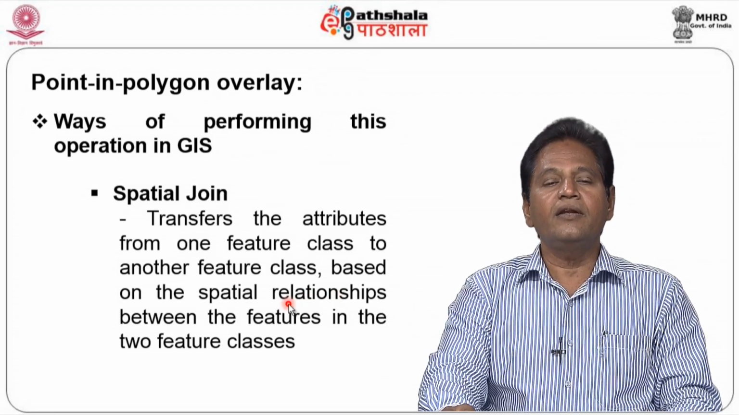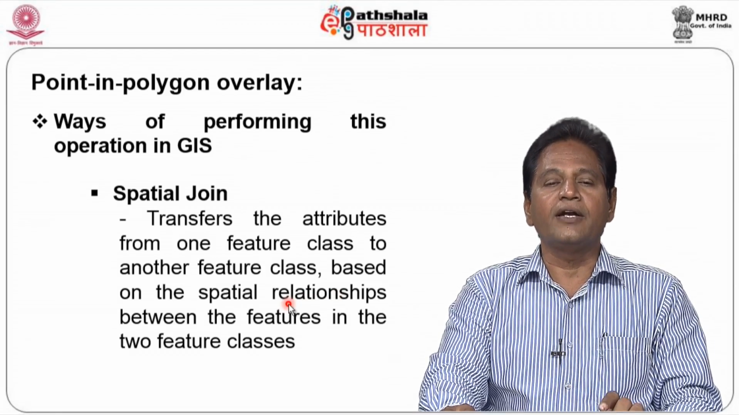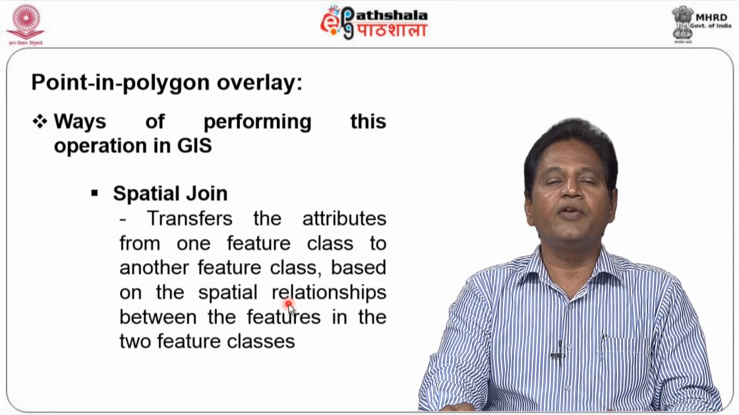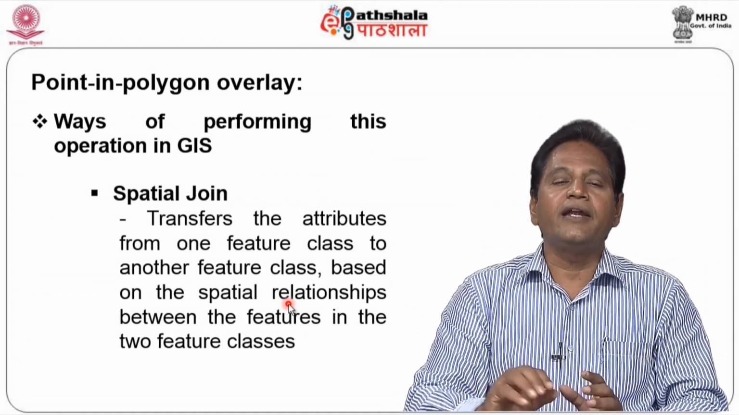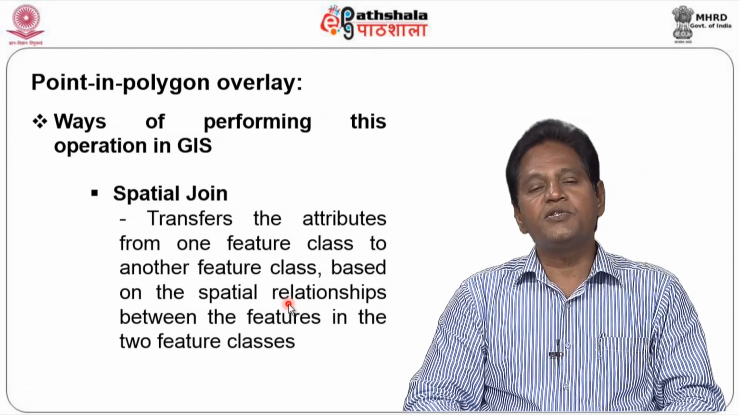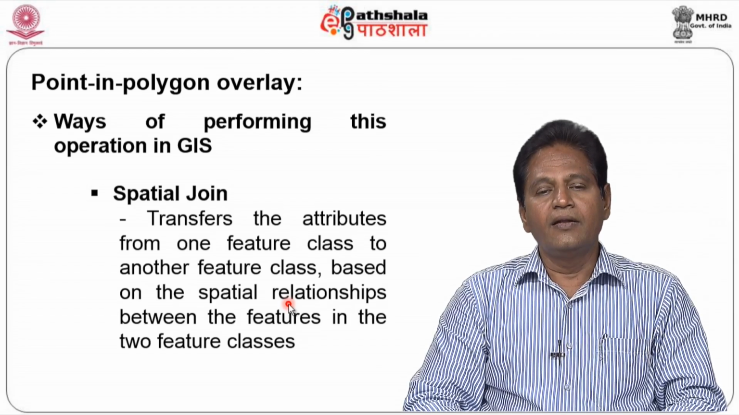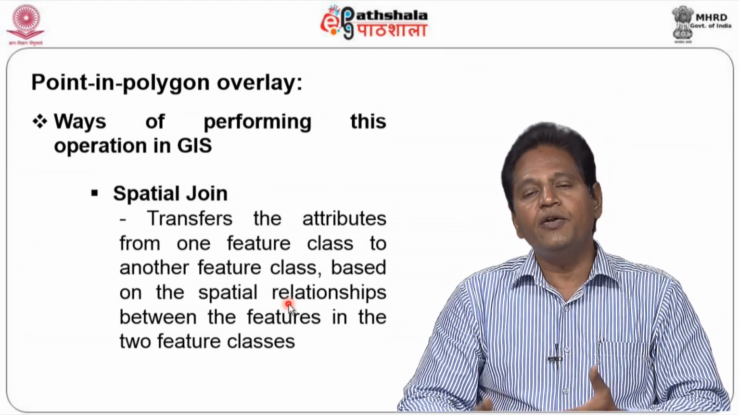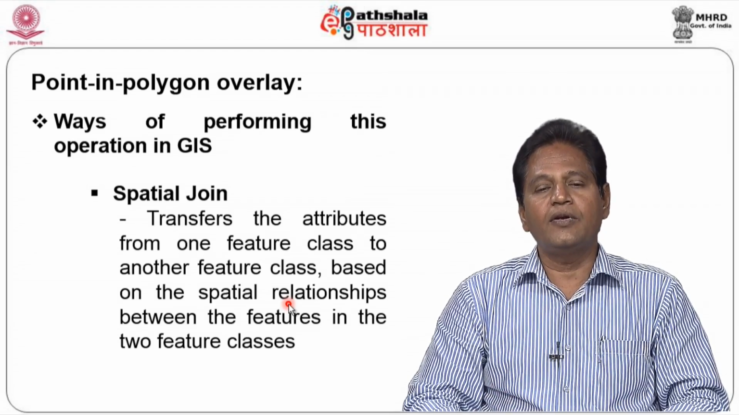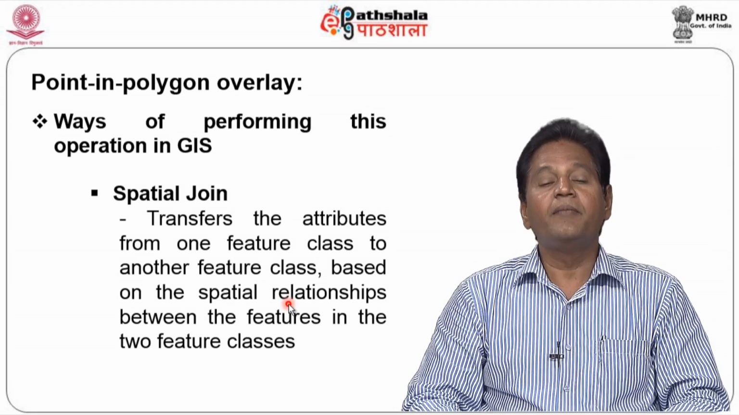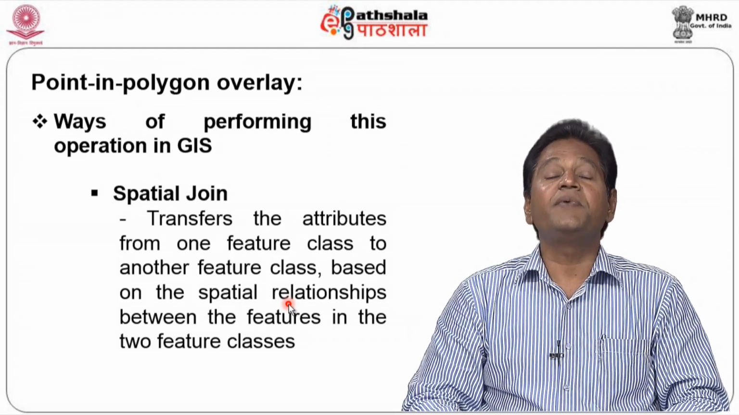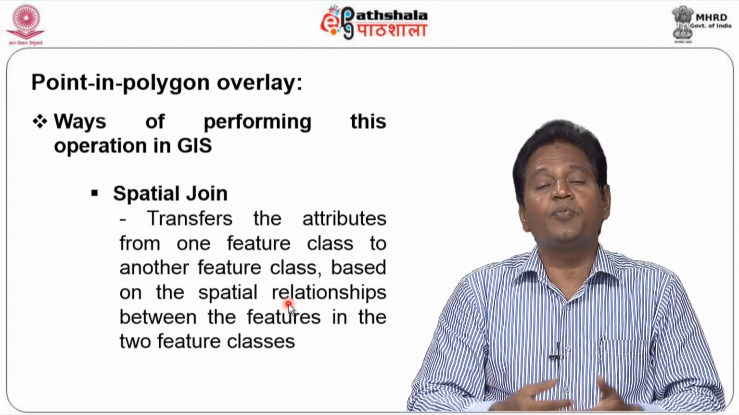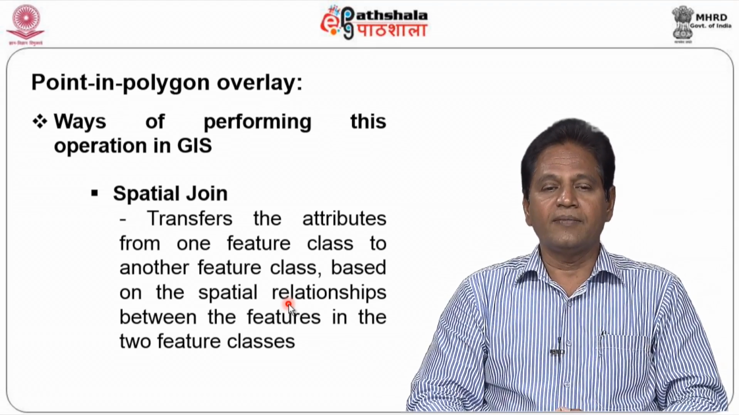Point in polygon, what exactly are you going to do? This is another method of doing it, something like joining the data, spatial join we call it. That is, the attributes from one feature class are joined together or added to another feature class, based on what relationship? The spatial relationship that those two objects share.